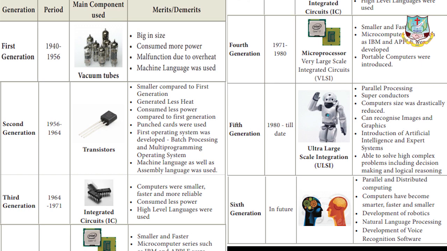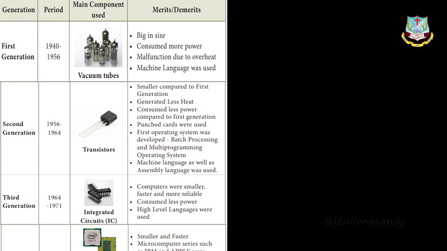Okay, so first generation means the time period is from 1940 to 1956. Here the main component used was vacuum tubes. Second generation means 1956 to 1964, and the main component used here was transistor. And the third generation, 1964 to 1971, the main component used here is integrated circuits, that is IC.